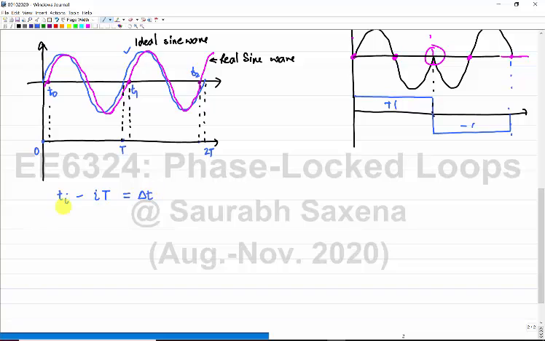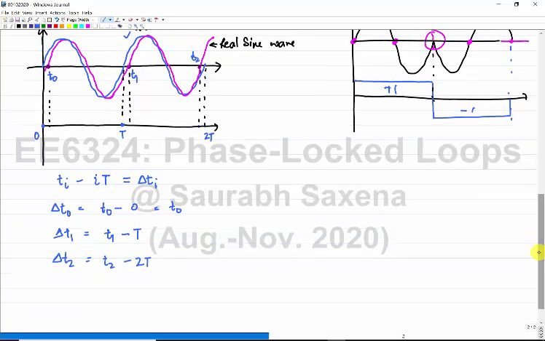Here I see t of 0 is happening at some t naught instant, so delta t of 0 is t of 0 minus 0, which is t0. Delta t of 1 is equal to t of 1 minus T, delta t of 2 is equal to t of 2 minus 2 times T. So this is the error in the rising edge, or the negative to positive clock edge, of the real sine wave with respect to an ideal sine wave.